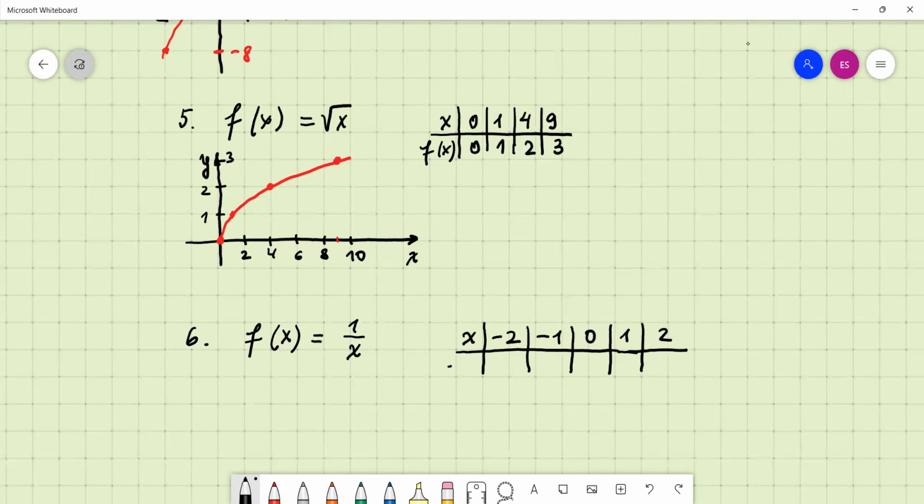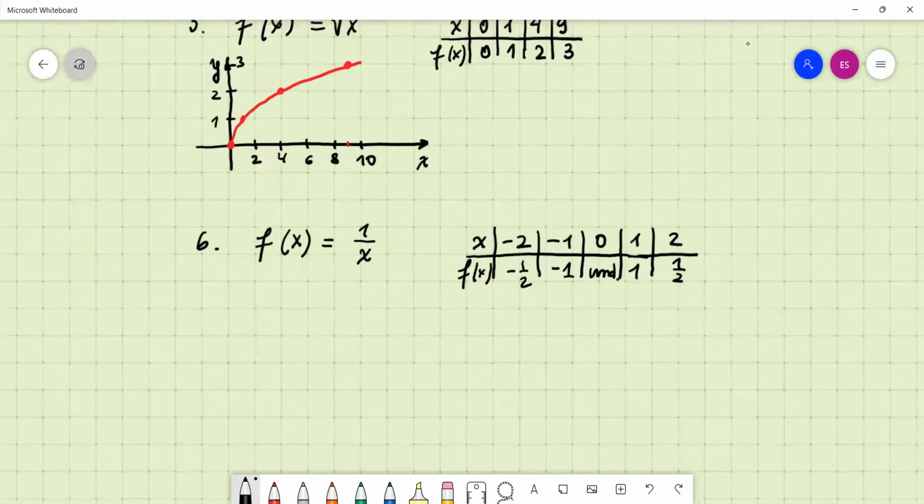I'm going to substitute first -2. -2 here is going to give me -1/2, right? -1 is going to give me -1. Can I substitute 0 here? No, I cannot substitute. I'm going to put undefined. Undefined means that if I plug in 0 here, I'll need to divide by 0, which I don't know what is going to result. So undefined. Now I'm going to substitute 1 here, and 1 over 1 is 1, and 1 over 2 is 1/2.